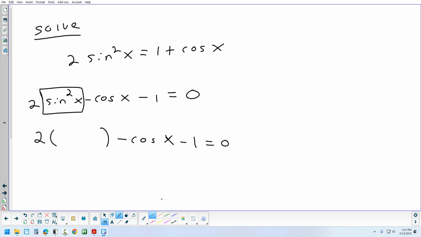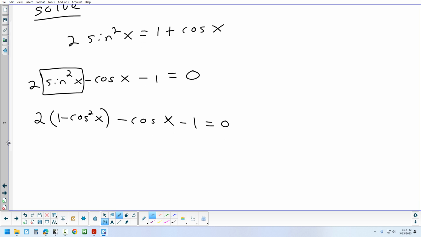Yeah, so 1 minus cosine squared x. We can substitute that in. Now, once we do that out, we're still going to have something squared and something not, but it's all cosines. Okay, so that's good. What do we have to do next on the left-hand side?